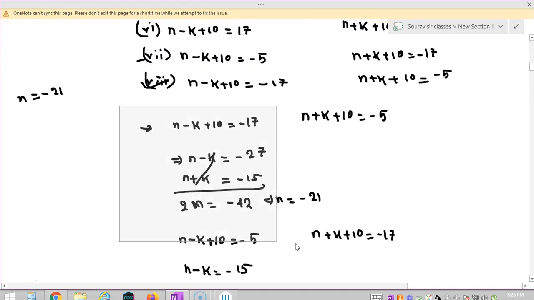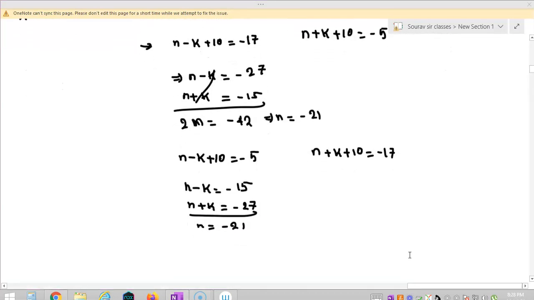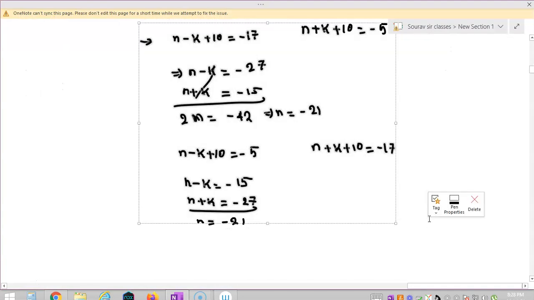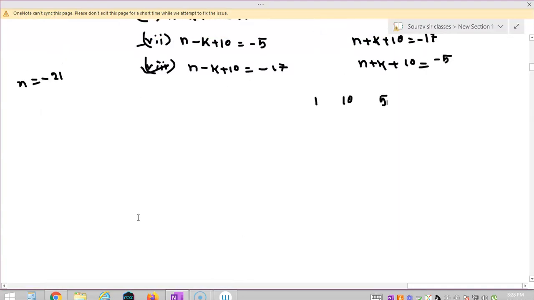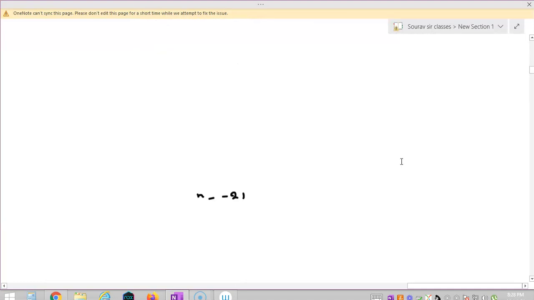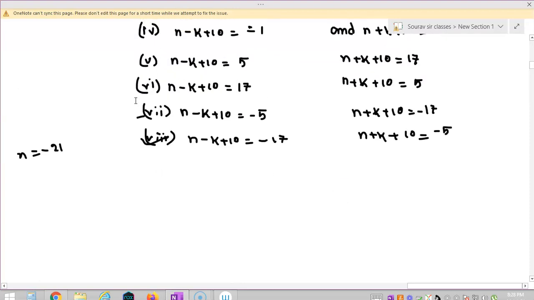So this is our first, so I am erasing this, I am removing this. So I have removed it. Now I have solved these two equations, so I am removing these two equations again.